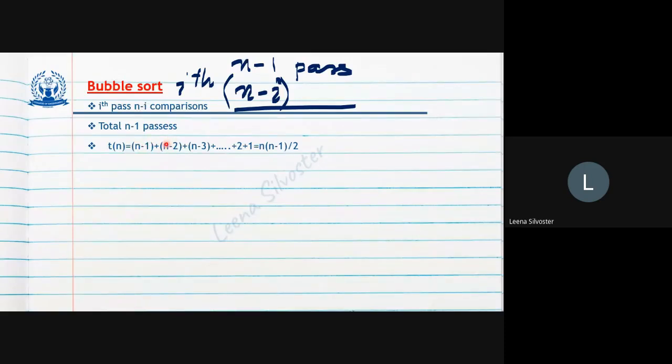In the second pass, this I is replaced by 2. Third pass, I is replaced by 3. Like that, in the last pass we need one comparison. So what is this? N minus 1 plus n minus 2 plus n minus 3 plus etc. Tell me, sum of n natural numbers.